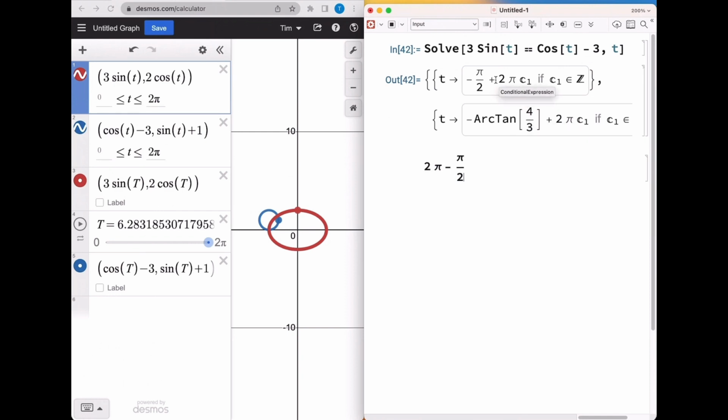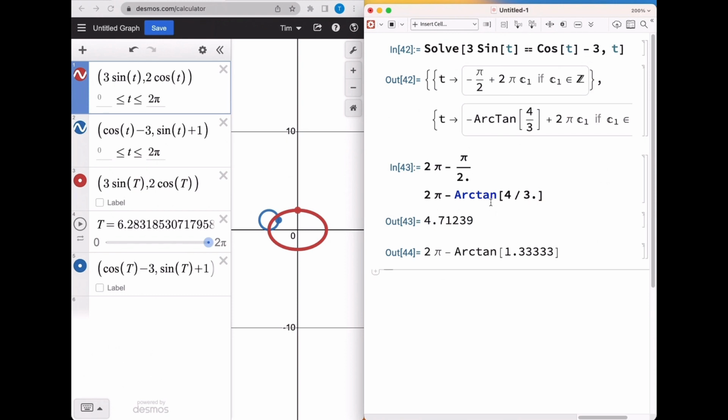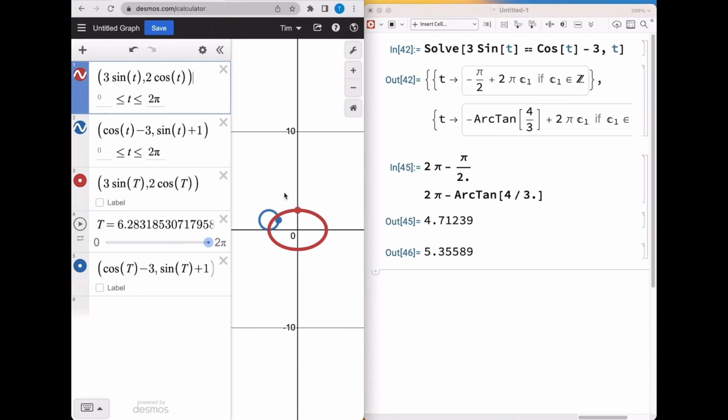So if we think of taking 2 pi times 1 minus pi over 2, that gives us the first value here. The other one happens at 2 pi minus arctangent of 4/3. So we'll do 2 pi minus arctangent of 4/3. Now I'd like decimal values here because we can use those in Desmos. So the decimal values are 4.712 and 5.355. Okay, let's go back to Desmos.